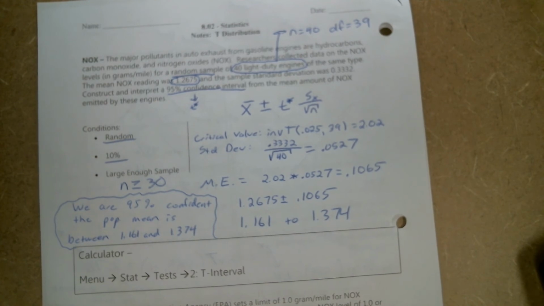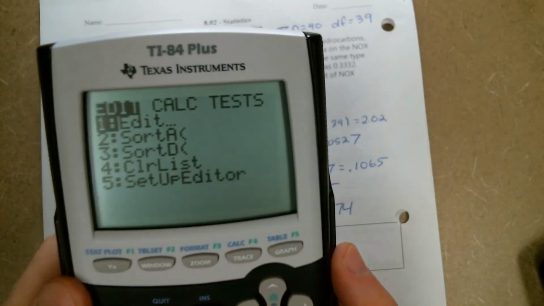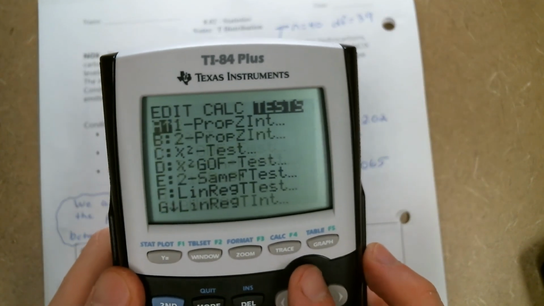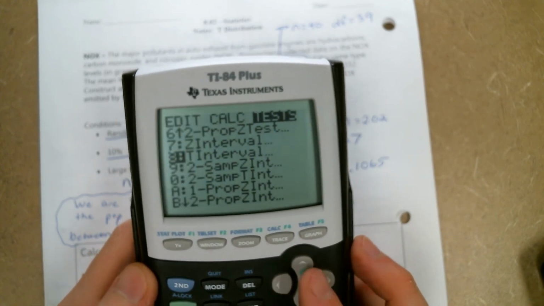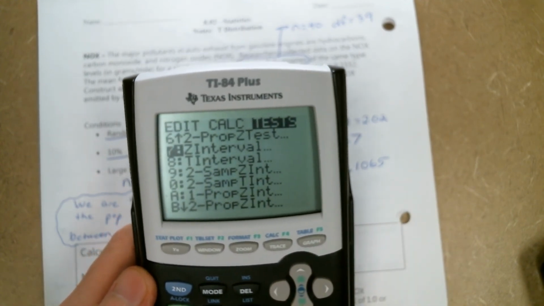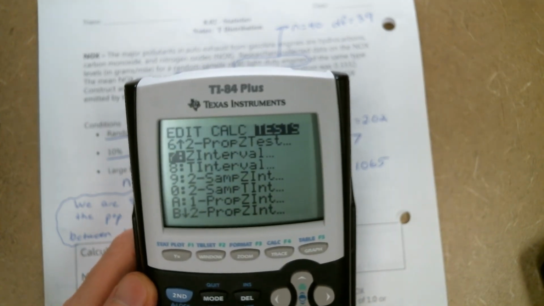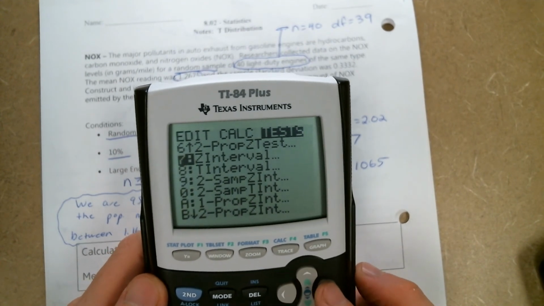Now, again, just like proportions, I'm showing you where these numbers are coming from. We're actually going to do it generally on the calculator. So again, if we go back to stat, tests, we are going to be using the T interval. Z interval is if you know the population standard deviation. We don't ever know the population standard deviation. So no question for me will ever be using Z interval.